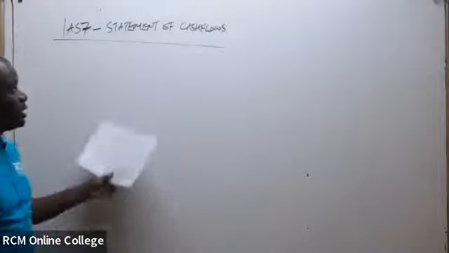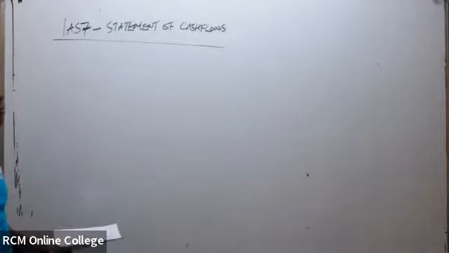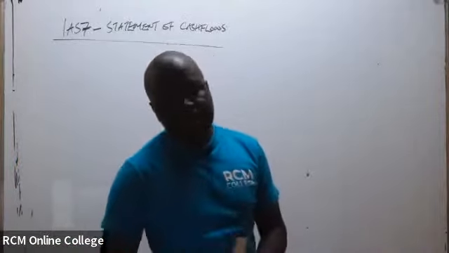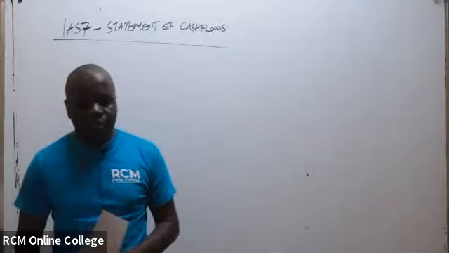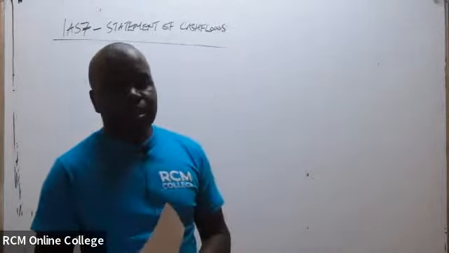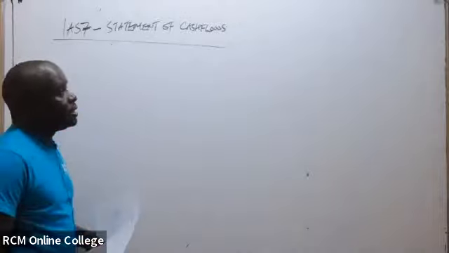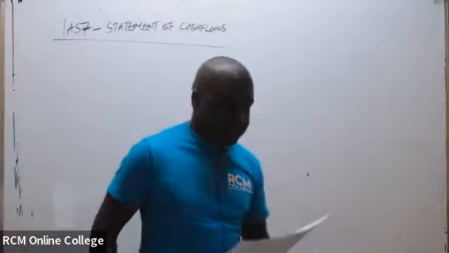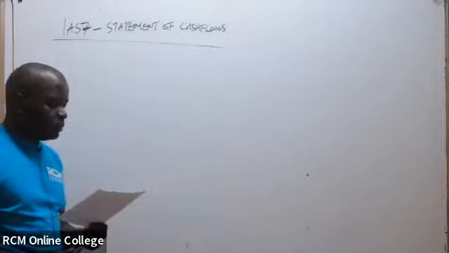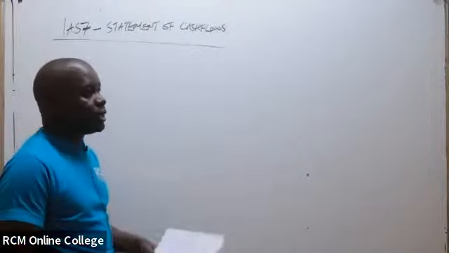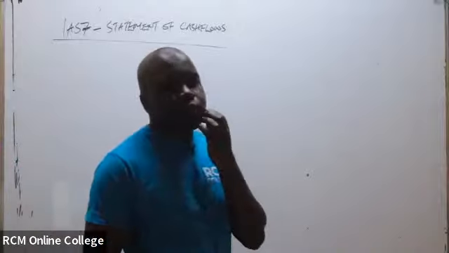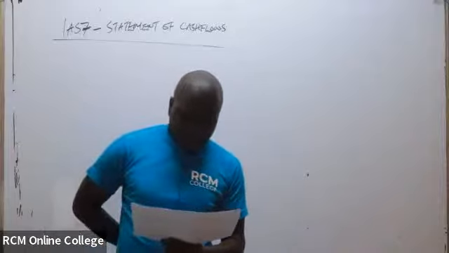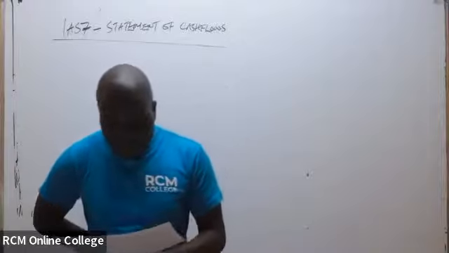Ideally, what you're going to look at here is how you can prepare a statement of cash flows. And of course, there are two methods by which this statement of cash flows is normally prepared. We have the direct method, and the indirect method. So you can write this about statement of cash flows: it is a statement showing the sources of cash.